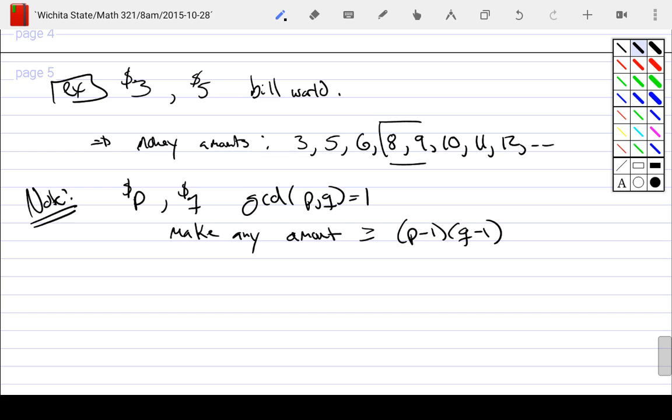All right? So what that tells us, like when we look at this, if I gave you a $5 bill and a $7 bill, those are relatively prime, that means I can make any amount of money from what? If it's 5 and 7, it would be 4 times 6, so 24 on. 24 on to infinity, I can give you only $5 and $7 bills. All right, that's the general thing that happens. That's how I make these problems up. I pick those things.